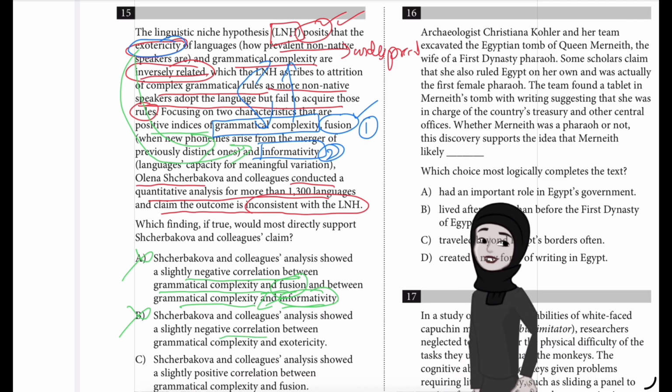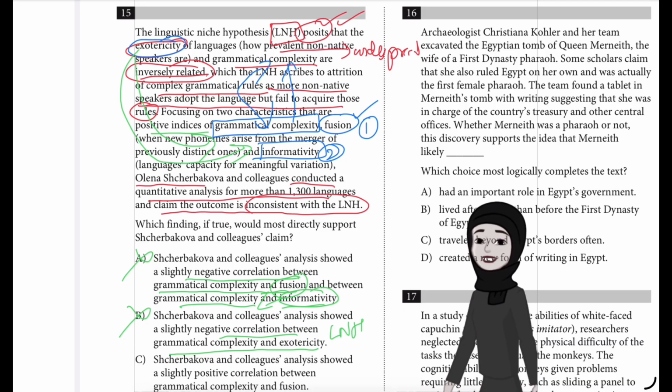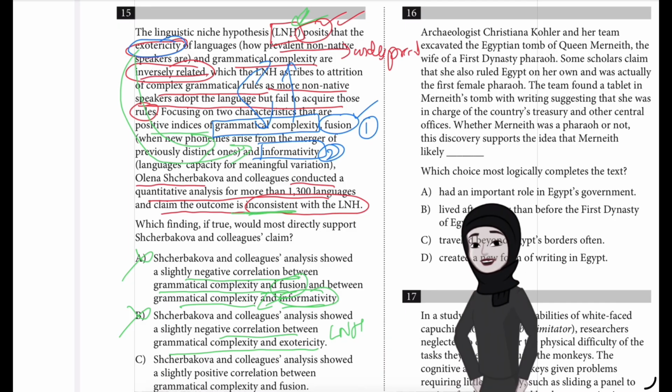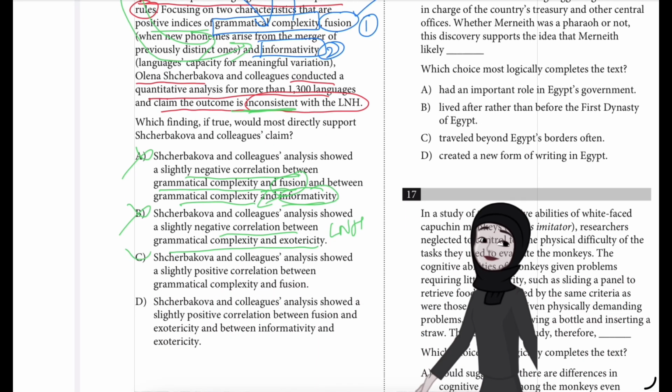Shcherbakova and colleagues' analysis showed a slightly negative correlation between grammatical complexity and exotericity. This is already said by the LNH actually, that grammatical complexity and exotericity are negatively correlated or inversely correlated. That's what it already says, the LNH. So there is a negative correlation. But what she is saying is that it's inconsistent. So it cannot be B.